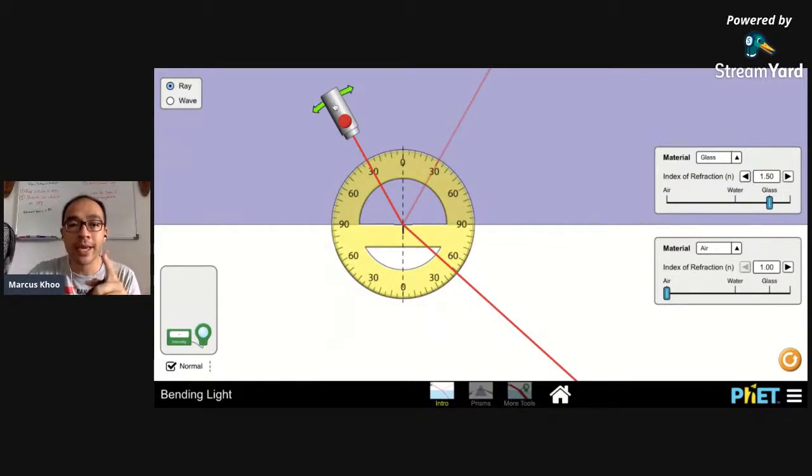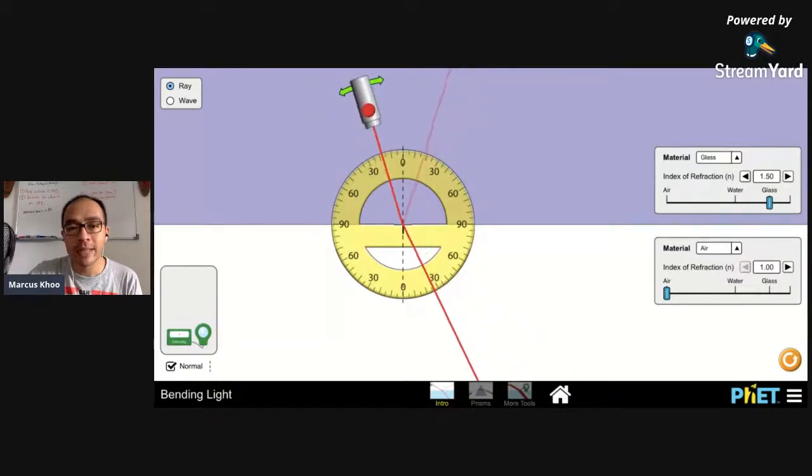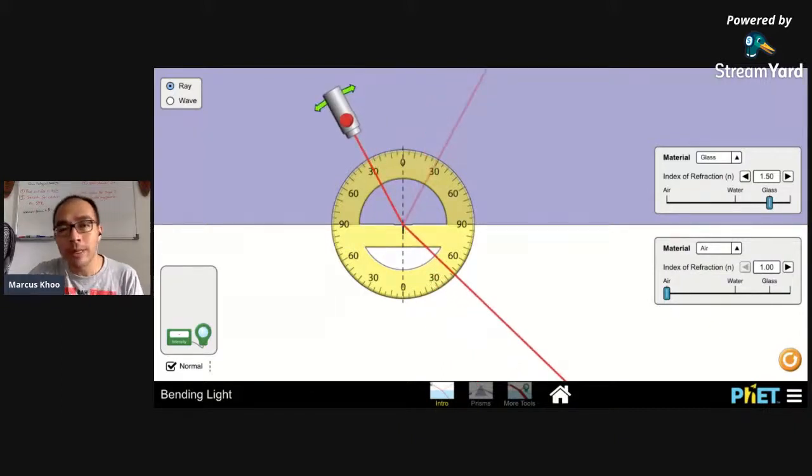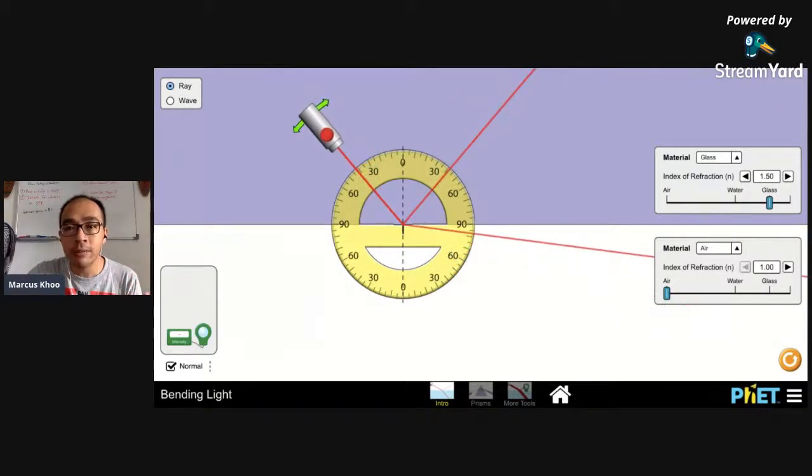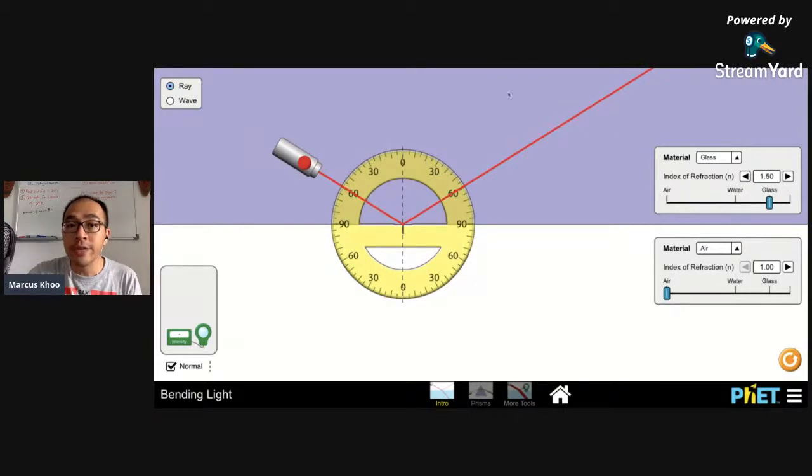Now what if I increase the angle of incidence? Notice what happens. Of course, if I decrease it, then the angle of refraction will decrease. But if I increase the angle of incidence, notice what happens to the refracted angle. It will be refracted more and more towards the normal until a certain angle where there is no more refraction, and everything after that is all reflection.